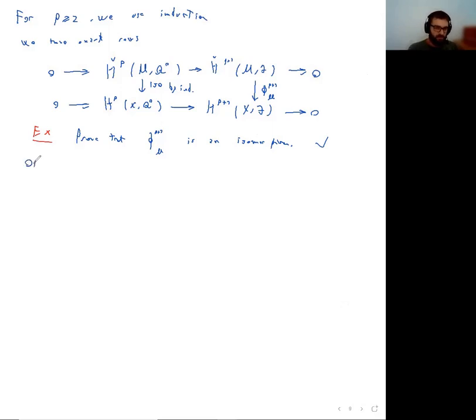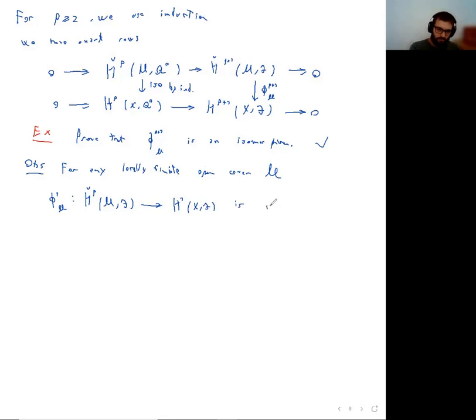There is something else to take away from this proof. So before we move forward, every time we have a locally finite open cover U, the first map, and just the first map, so not for any P, but really just the first one, this map is always injective. Yeah, so this is nice. And let's see why this is true.